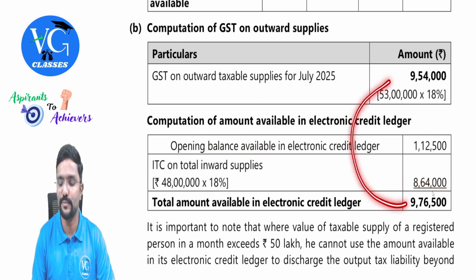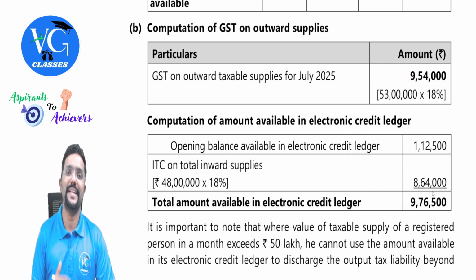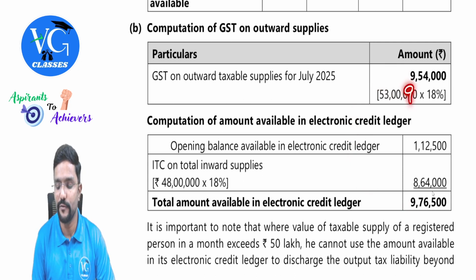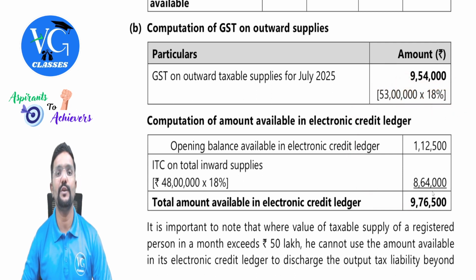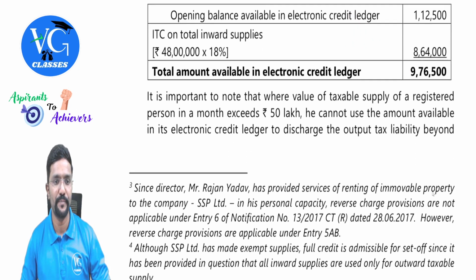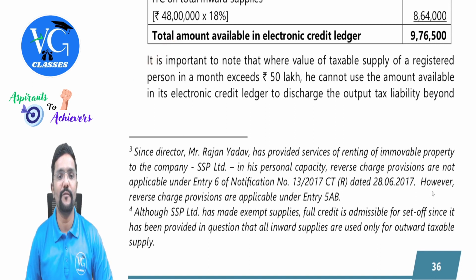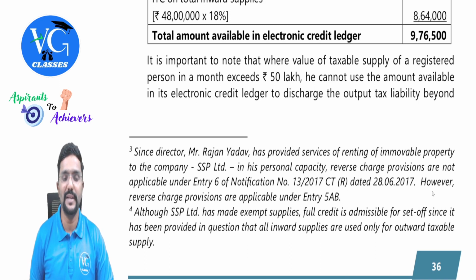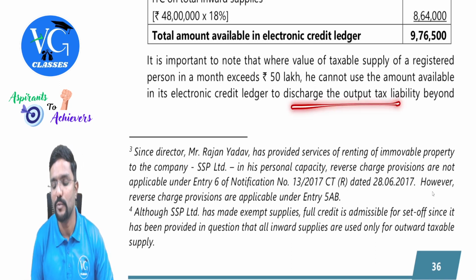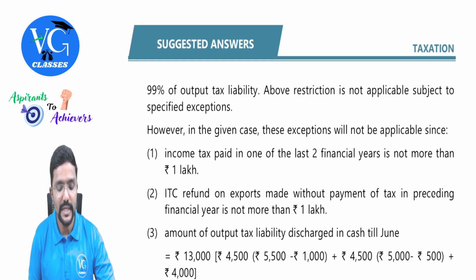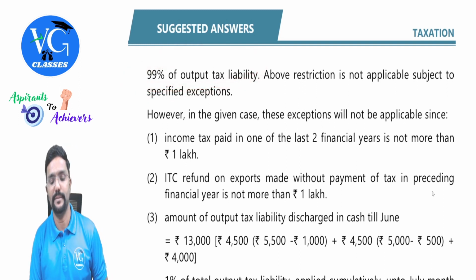You can see credit is more than output tax. But can we use the full credit? Sir, can I use the full 9,54,000 against my output tax? No. We need to check the applicability of Rule 86B. It is important to note that where the value of taxable supply of a registered person in a month exceeds 50 lakh, he cannot use the amount available in the electronic credit ledger to discharge the output tax liability beyond 99% of output tax liability.